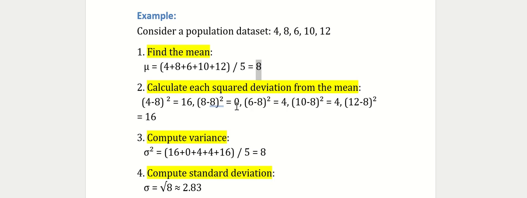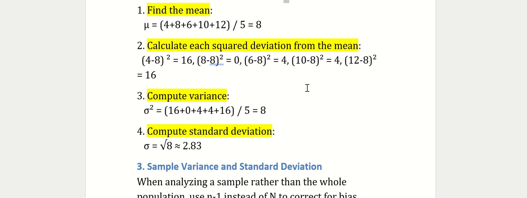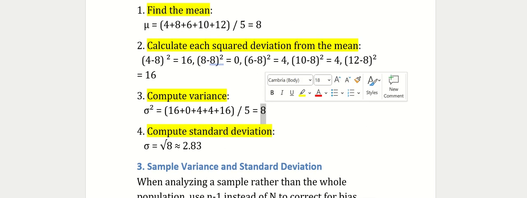And then we have to calculate each squared deviation from the mean. All you have to do is compute xi minus mu. Mu is 8, as we have seen before, and xi is each data point of the population. You square it, so you get the squared deviation from the mean. After that, you sum all these numbers together and divide them also by n, their number. Then you will get the variance, which is 8 in this case.